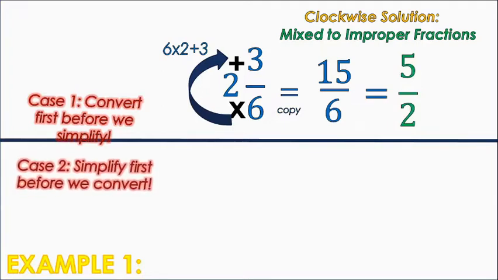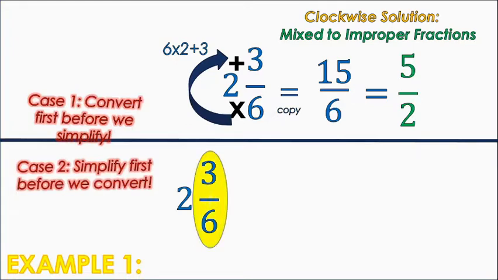Now, using case number 2, meaning we simplify first before we convert, let's do it using the same example, 2 and 3 over 6. But how do we simplify first? We just have to look at our fraction part, which is 3 over 6. Let's simplify 3 over 6 by dividing both numerator and denominator by 3. 3 by 3 is 1, and 6 by 3 is 2. So it's 2 and 1 half. We can say that 2 and 3 over 6 is the same as 2 and 1 half.